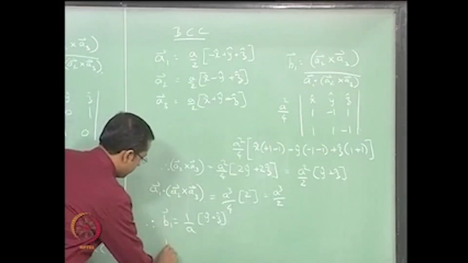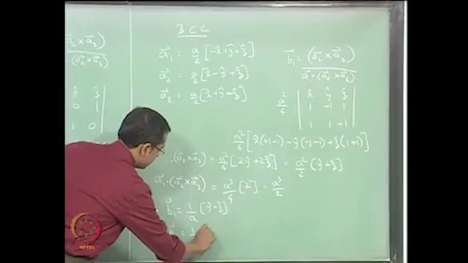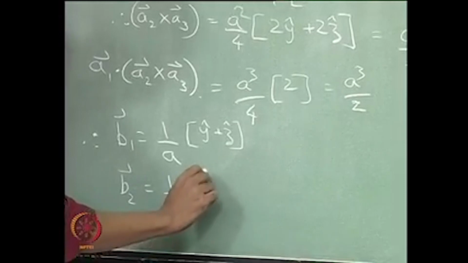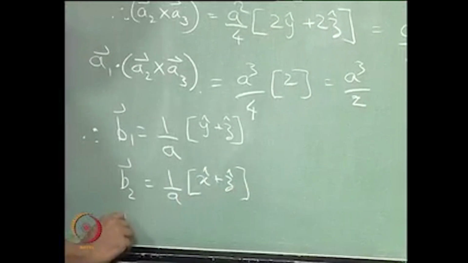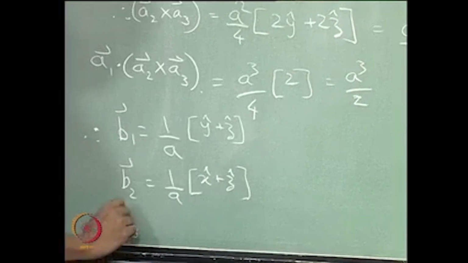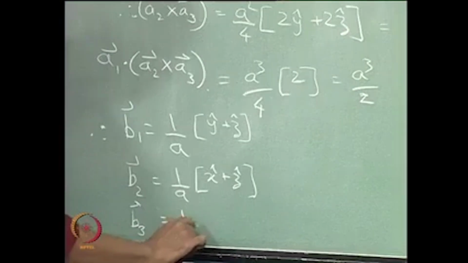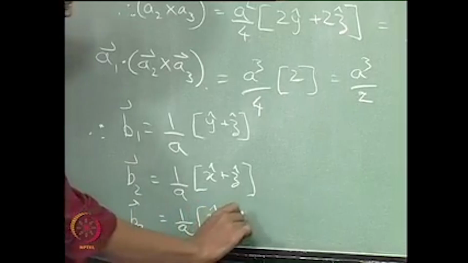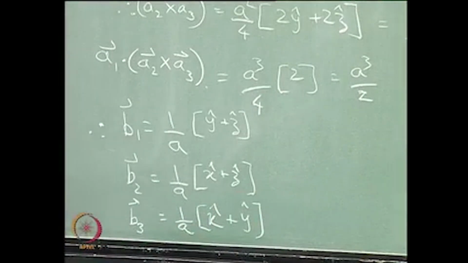You will find B2 is 1 by A, y plus z, and B3 is 1 by A, x plus y. This is what you will get.